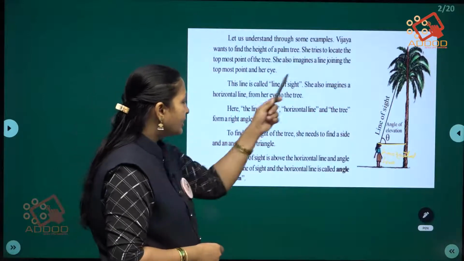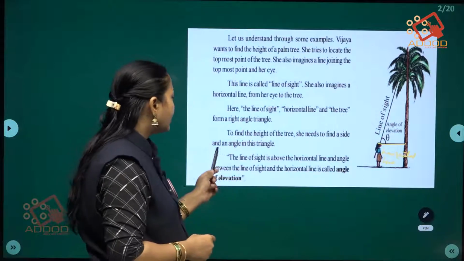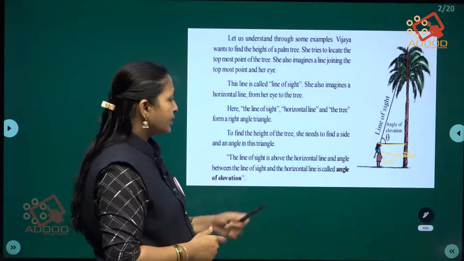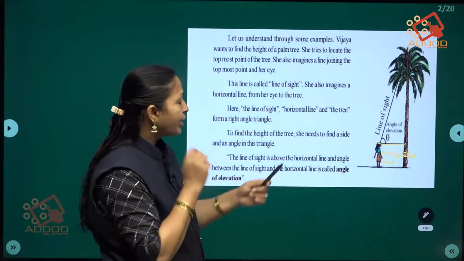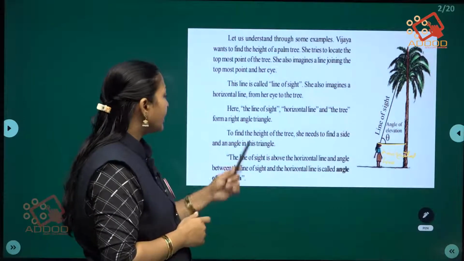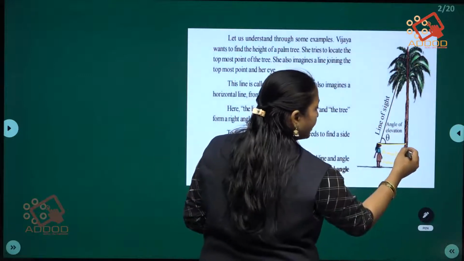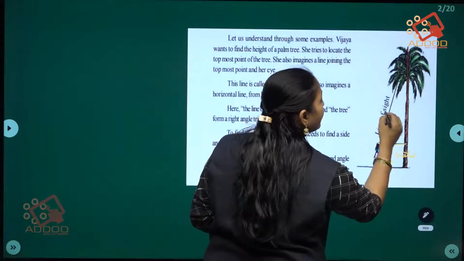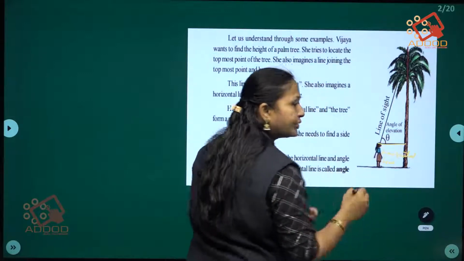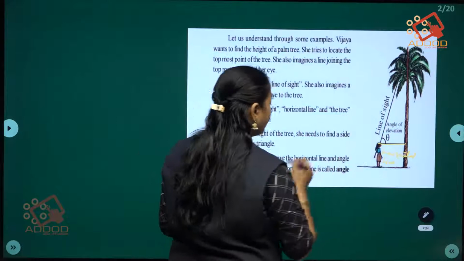To find the height of the tree, she needs to find a side and an angle in this triangle. So here we need to find out the height of the triangle. For finding the height, we compulsorily need one side out of the three sides, and one angle.